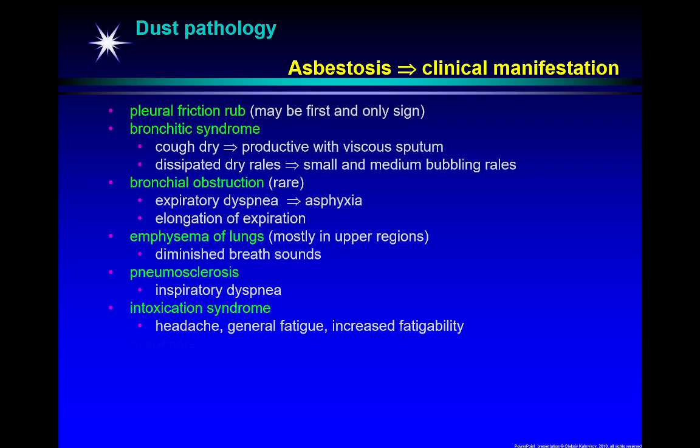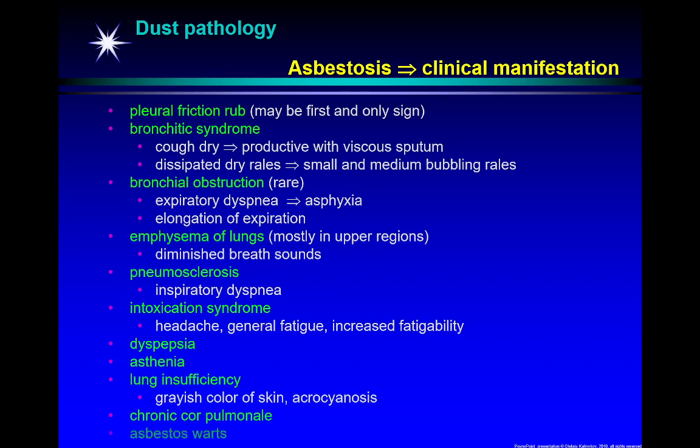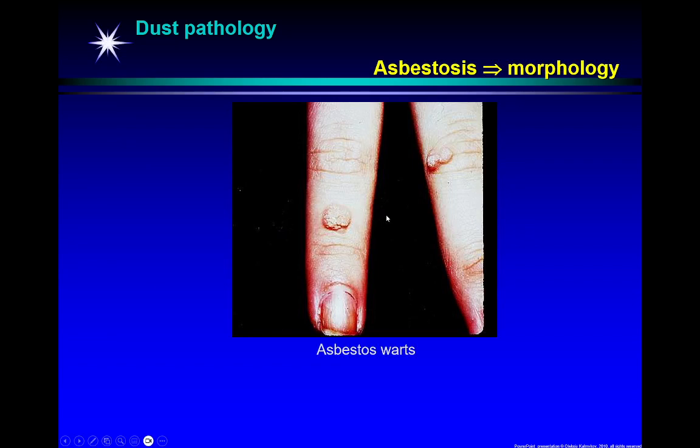From clinical point of view, asbestosis might be manifested by a wide spectrum of symptoms, mostly related to irritative, carcinogenic effects, causing of inflammatory changes in mucous membranes of bronchi, further obstruction, and extrapulmonary manifestations, including those, let me show you, of these so-called asbestos warts. It's actually papillomas, yeah, papillomatosis all over the skin, especially in those locations which have been exposed to this dust.